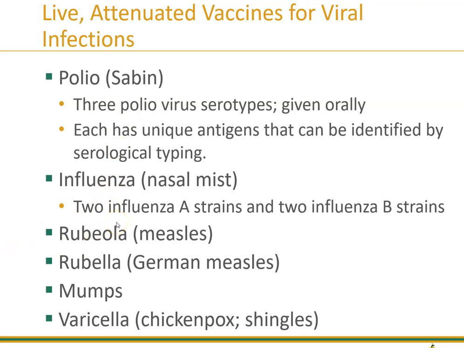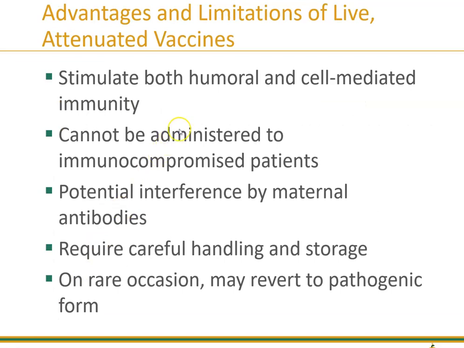For influenza, there is a nasal mist that can be given for different strains of influenza A and B. Rubeola for measles, rubella for German measles, mumps, and varicella for chickenpox, and then there's one for shingles. Well, shingles is given later, I think at 50 years old or more.